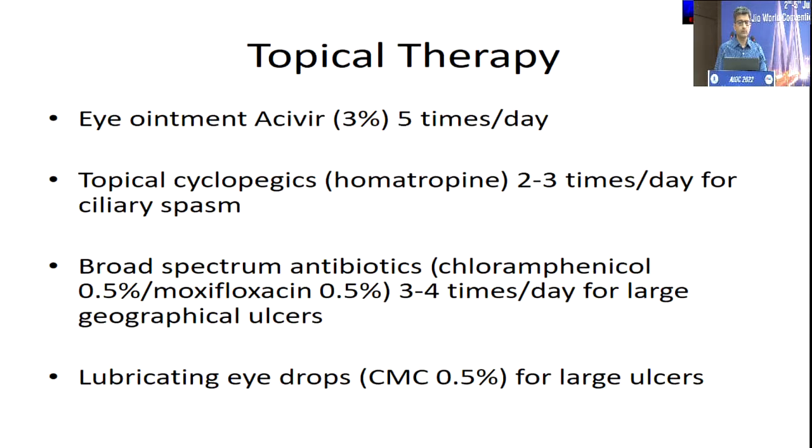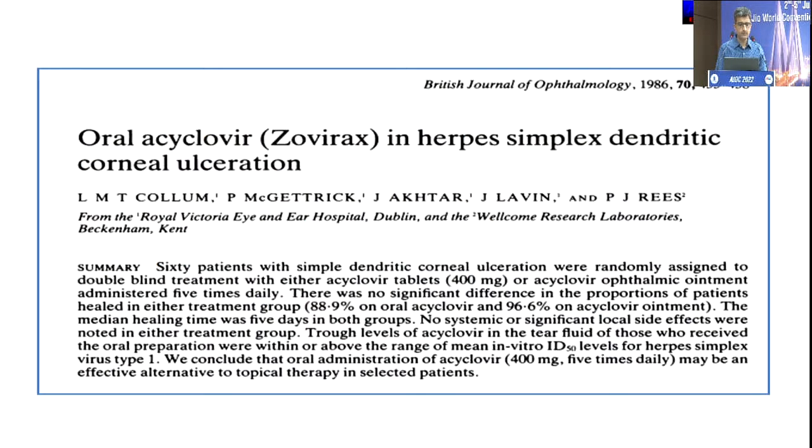So typical topical therapy for a patient would consist of ointment acyclovir 3% 5 times a day, topical cycloplegics to prevent the ciliary spasm and pain. Broad spectrum antibiotics only add if there's a large geographical ulcer. Otherwise, for routine dendritic ulcer, you do not need any antibiotics. And lubricating eye drops, again, if the patient is very symptomatic, you can add, but has no definite role.